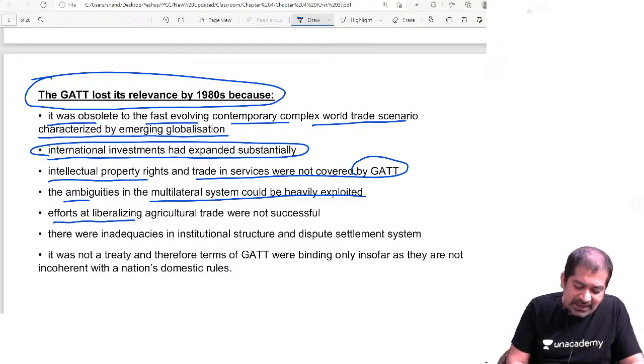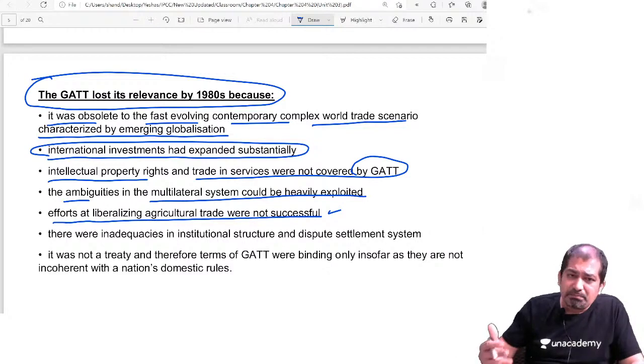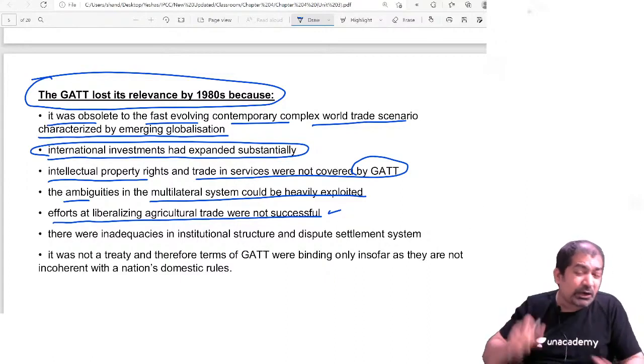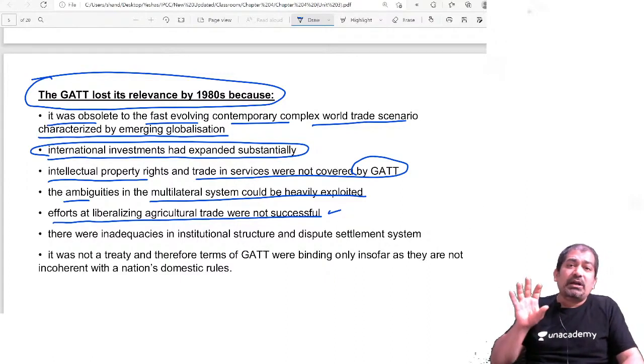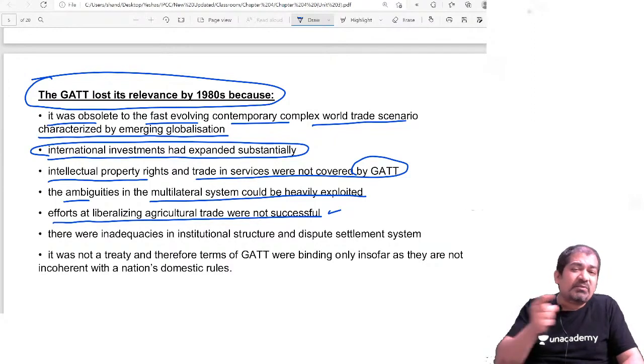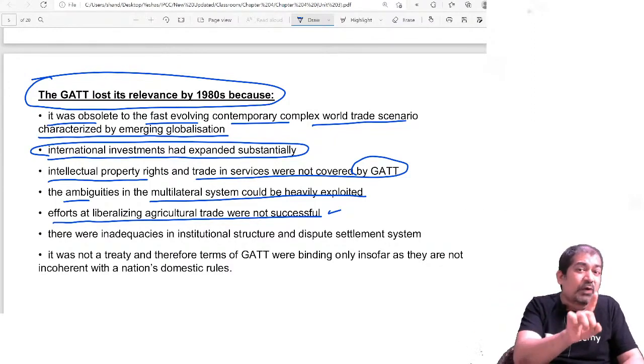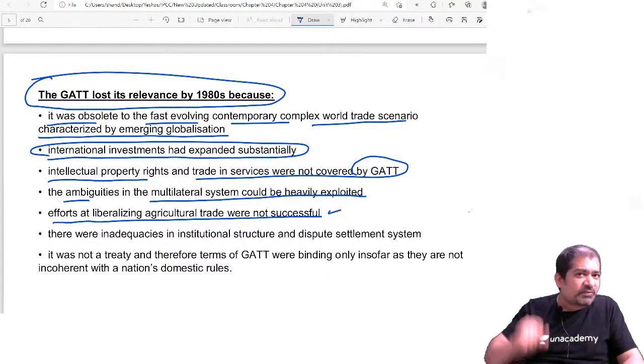Efforts at liberalizing agriculture trade were not successful. Yes, you see, the GATT wanted to liberalize agriculture. They tried a lot to liberalize agriculture. Now, liberalization of agriculture will benefit more developed countries than developing countries. You see, in India, we don't allow FDI. Why? To give protection to the farmers.